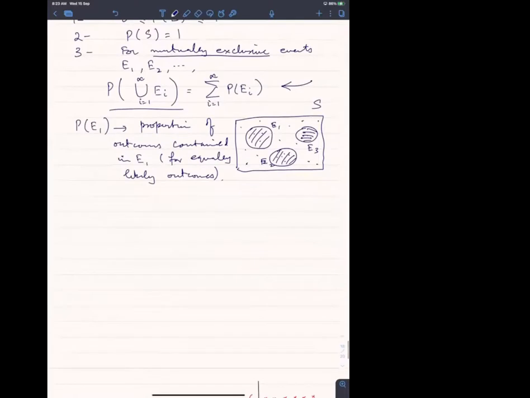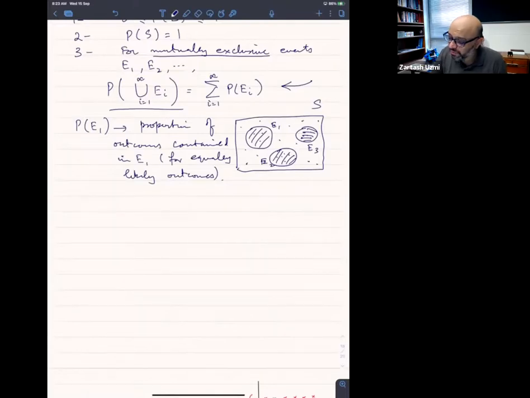Sir, could you please repeat the last point, probability of E1, that you mentioned? So what is the probability of E1? Probability of E1 is the number of points contained in E1 divided by the total number of points.